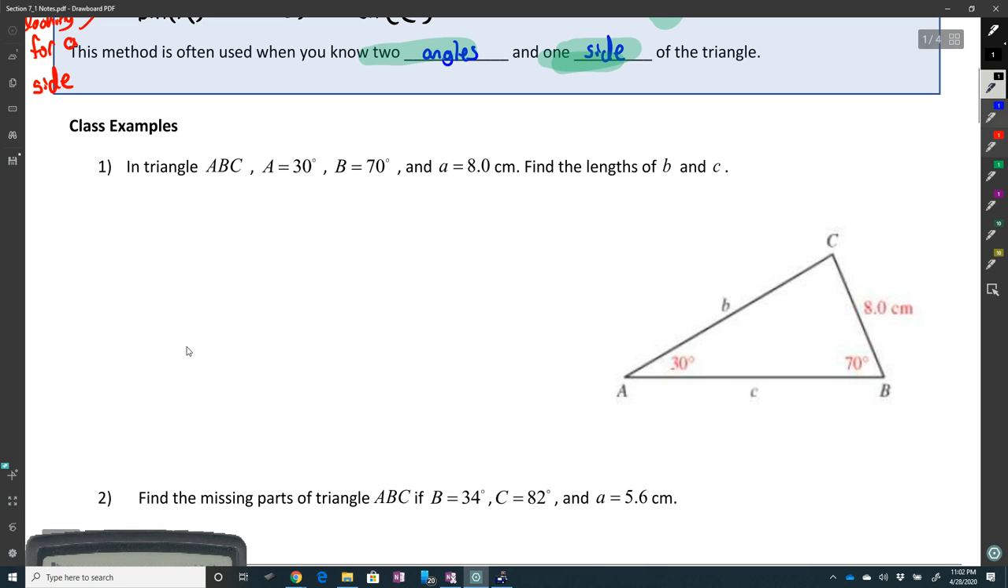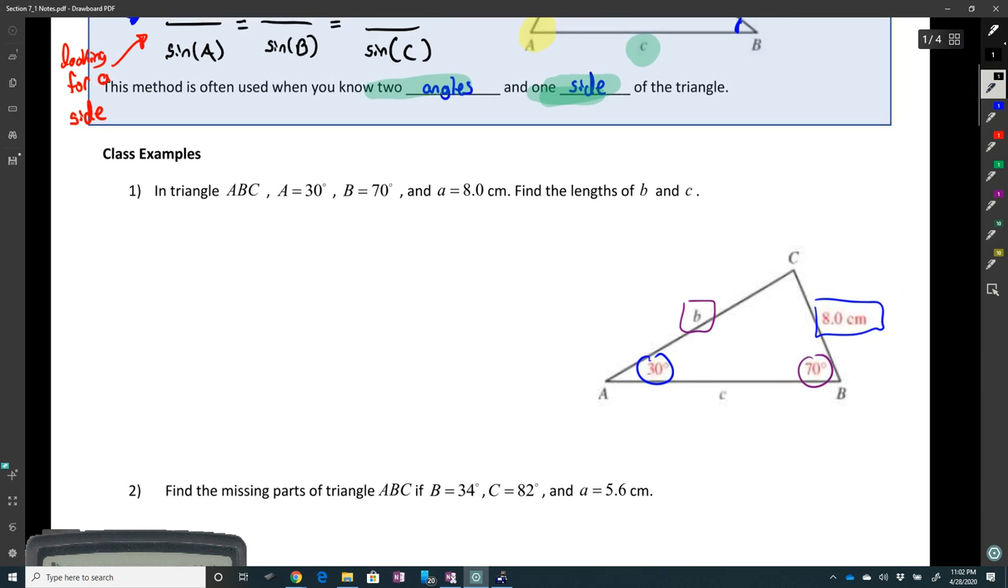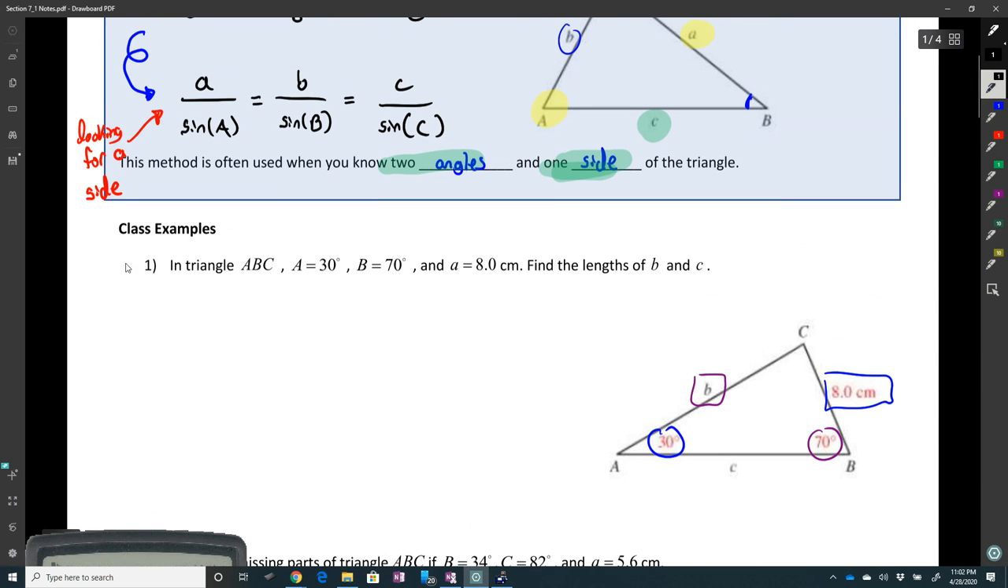Okay. So notice that we have the angle A. We have the angle and its opposite side. And we want to find b. So here's an angle, and here's its opposite side. Now I'm looking for a side, so I want to use this version of the formula, where the side is on top. So looking at the formula, b over sine of 70.